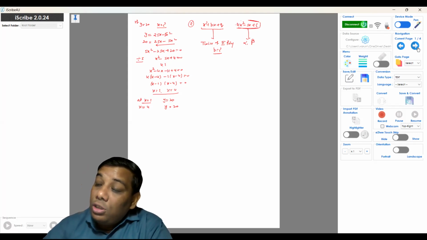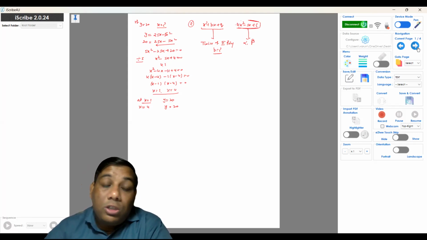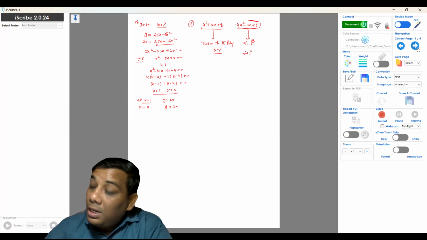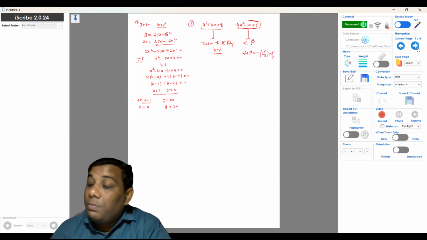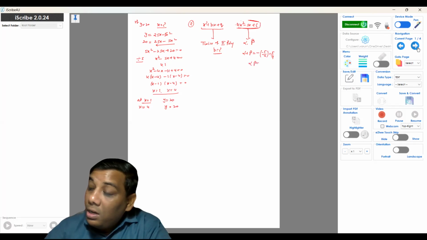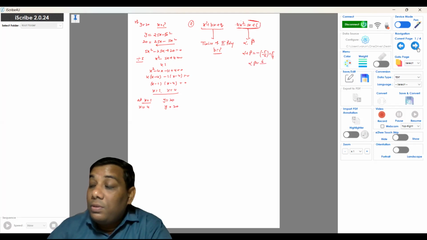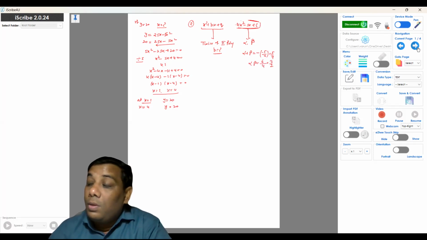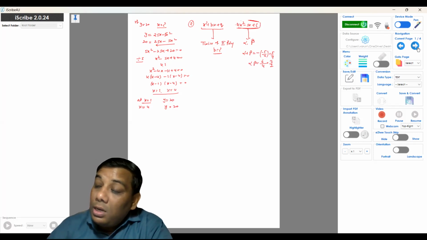Now from the relationship between the roots and coefficients, alpha plus beta is minus the coefficient of x divided by the coefficient of x square, that is 5 by 4. And the product of the roots, alpha into beta, is the constant term divided by the coefficient of x square, that is 3 upon 2. Now the roots of the other polynomial are twice, so 2 alpha and 2 beta.